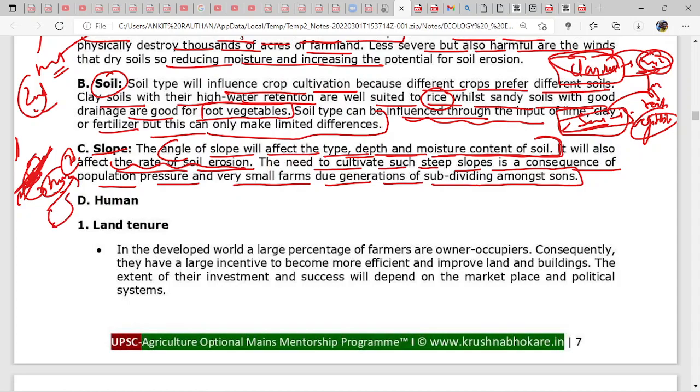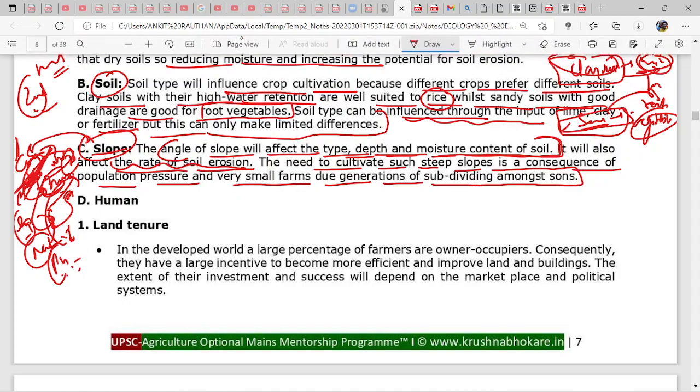Are you understanding? So this factor is affecting the crop production in mountainous regions. You can give an example of this. Also, if you want to go ahead and see, mountainous regions have low production because of this slope factor. Also, this is the physical factor we are talking about.